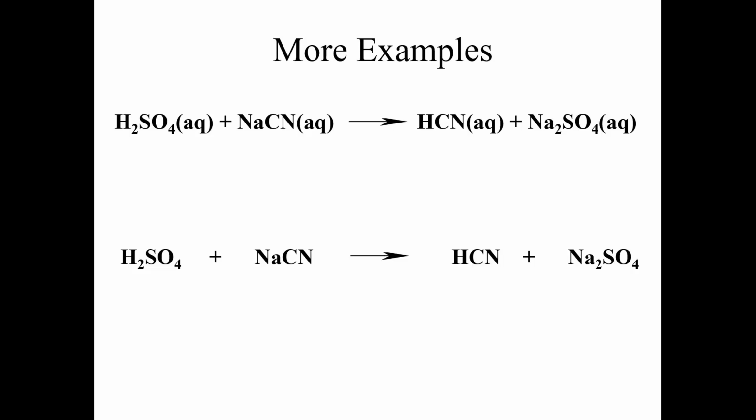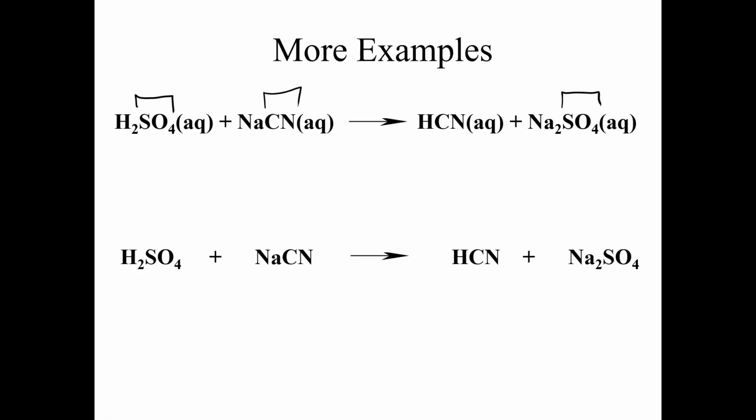Here we have sulfuric acid and sodium cyanide, which are both aqueous, meaning we have ions that are dissolved in water, right? And so these two react to form hydrogen cyanide and sodium sulfate. And if you look at the polyatomic ion here, the sulfate, you realize that it stays together and does not change chemically, so we can treat it as a single atom the same way we would treat chloride or sodium. And the same thing is true for sodium cyanide, which makes balancing this reaction very easy and quick.